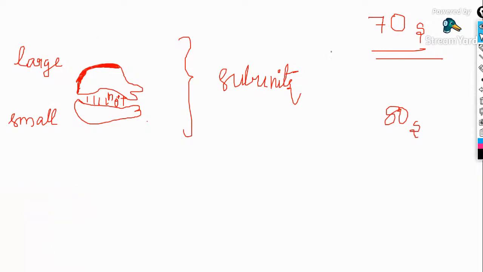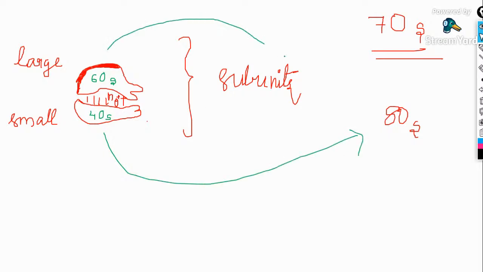Okay. So in case of 80S ribosome, the large subunit is 60S type and the small subunit is 40S type. Both of these together constitute the 80S type of ribosome. Both the large and small subunits are associated.